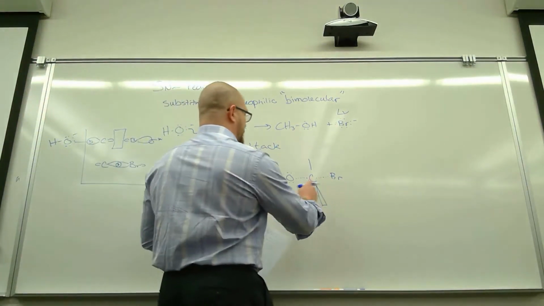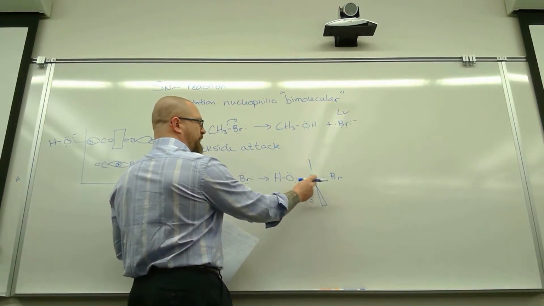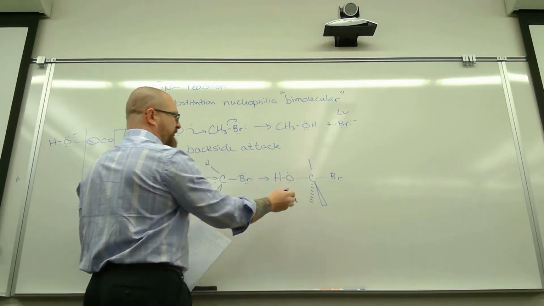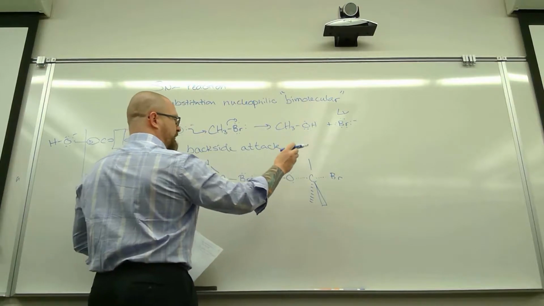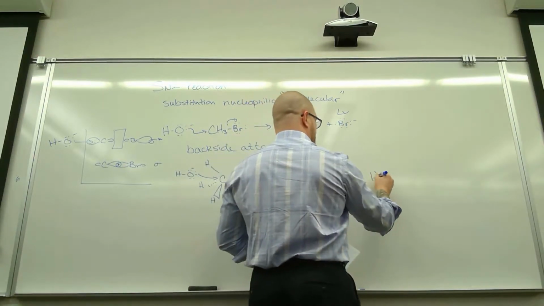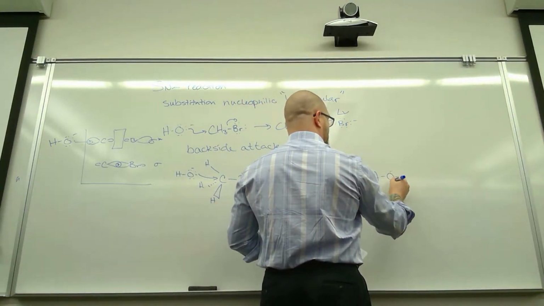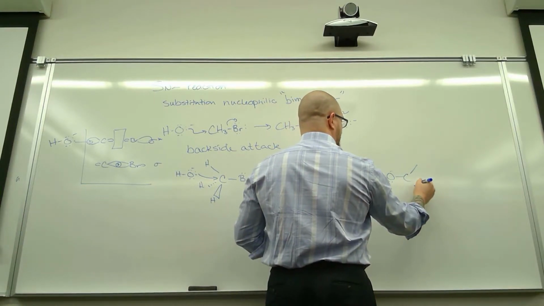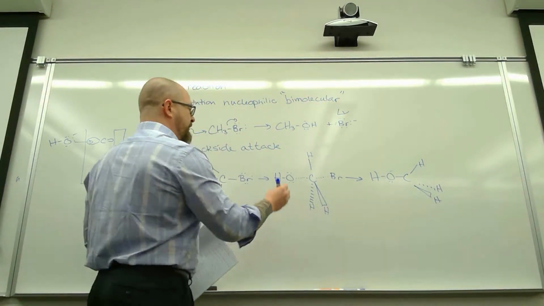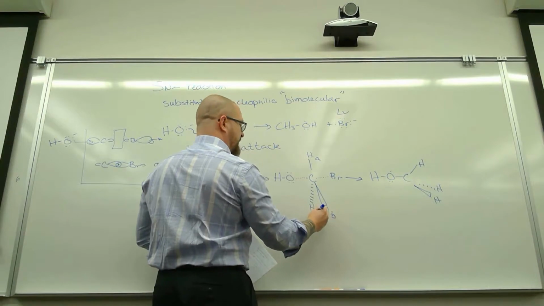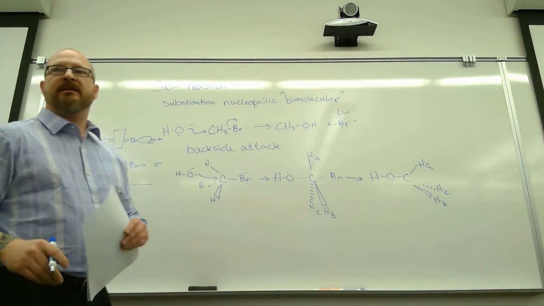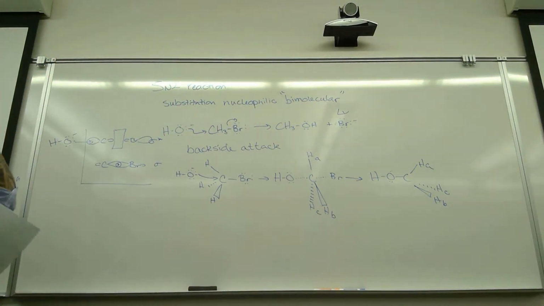So what happens then is this bond fully forms, this one fully leaves, and because of that, we get back to our tetrahedral structure, but these three groups, which in this case happen to all be hydrogens, get inverted. So just to keep track of this, I'm going to call this A, B, and C, even though they're chemically identical, so everyone can see how they're getting inverted.